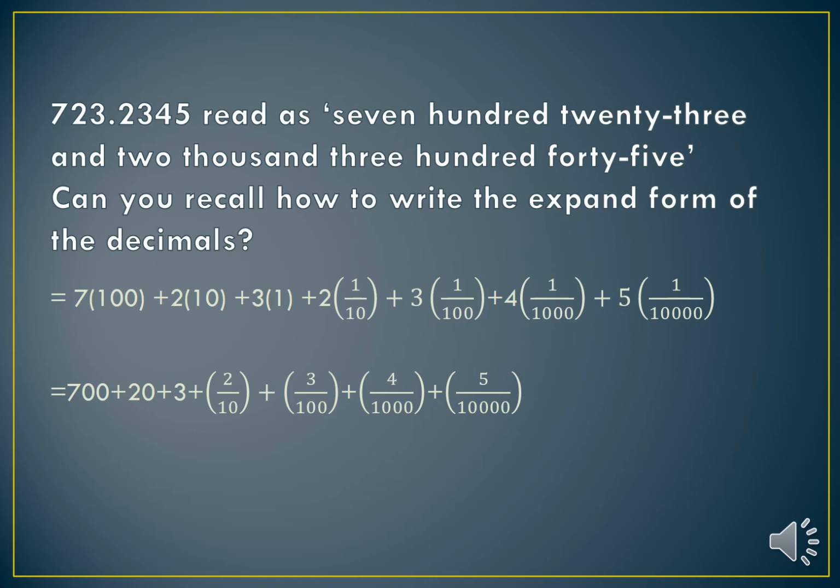So this one, reading 723.2000 that way is the wrong way of reading. It must be 723 and 2,000 ten-thousandths, 345.